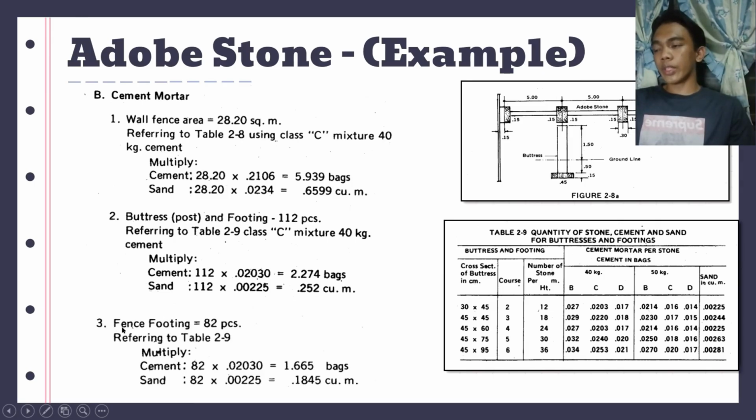Then next is for footing. We have here 82 pieces. Referring to table 2.9 again, we need to multiply 82 by 0.0203, same as above, giving 1.665 bags of cement. Then we have sand equal to 0.1845 cubic meters.